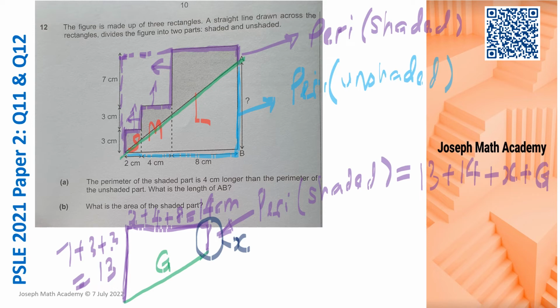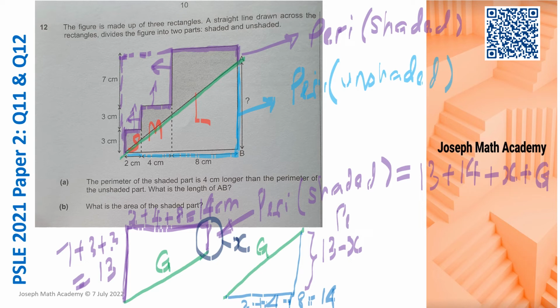Okay, what about perimeter of the unshaded? Okay, the unshaded looks like this. The green line plus the blue line. Okay, now the green line, again, we use g to represent. The blue line is actually 2 plus 4 plus 8, right? It's actually our 14. Then what about this one here? Okay, this one here is actually 13 minus x.